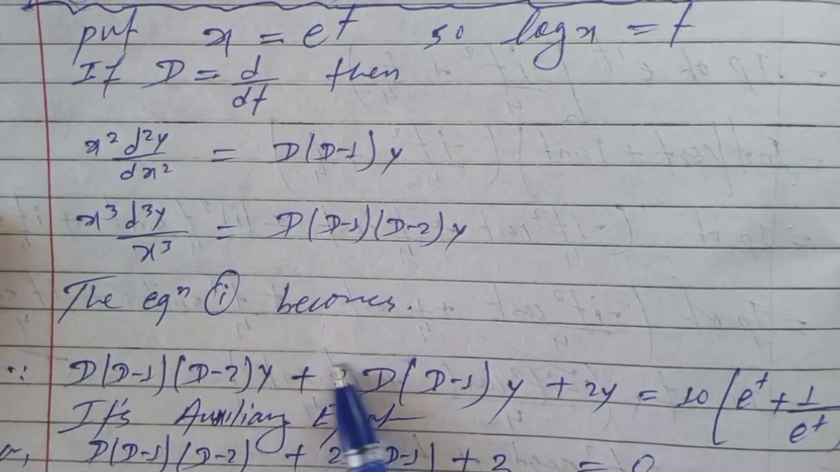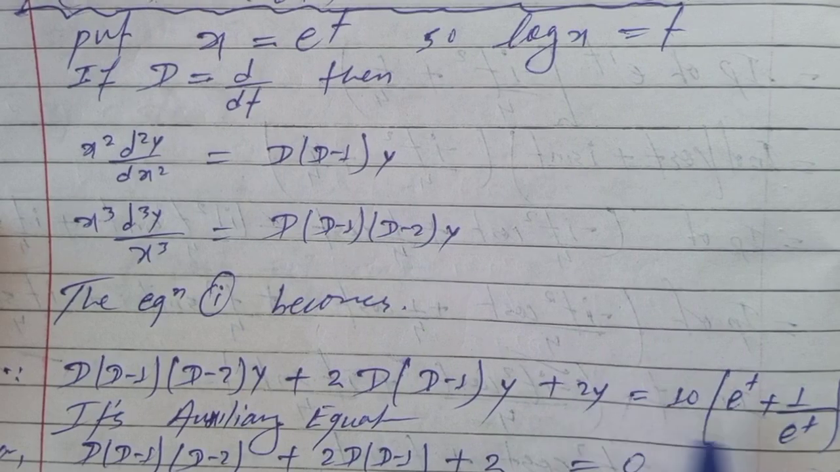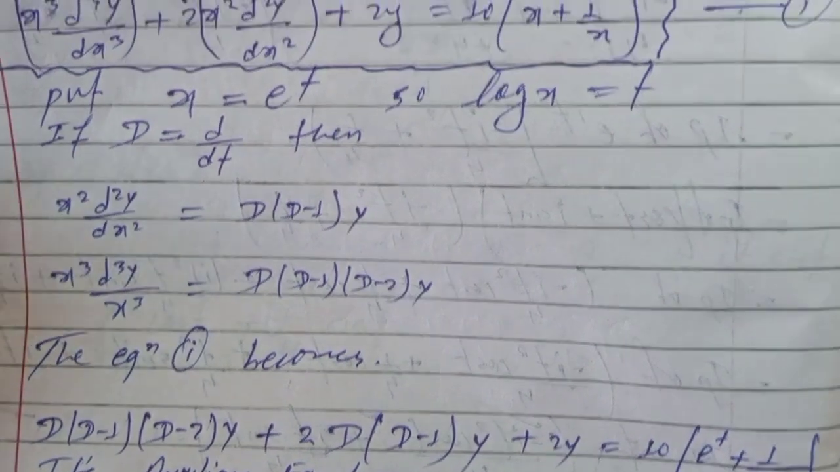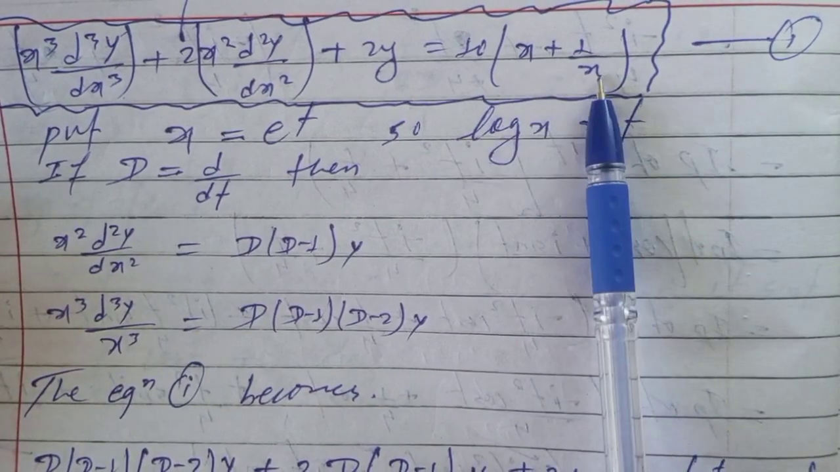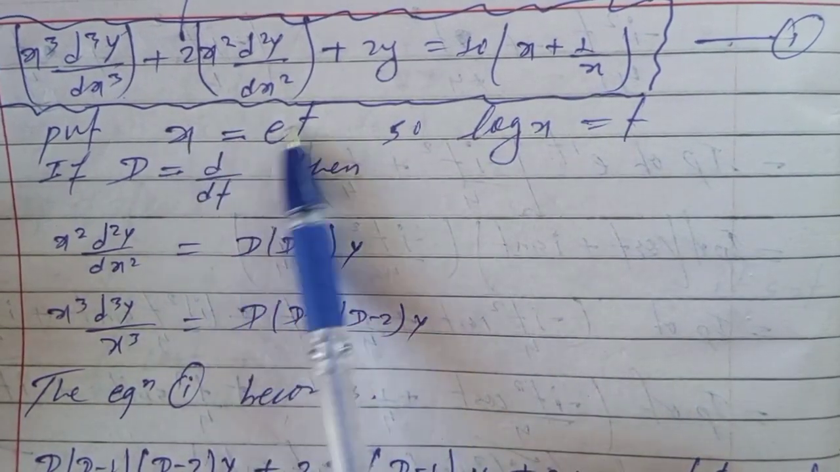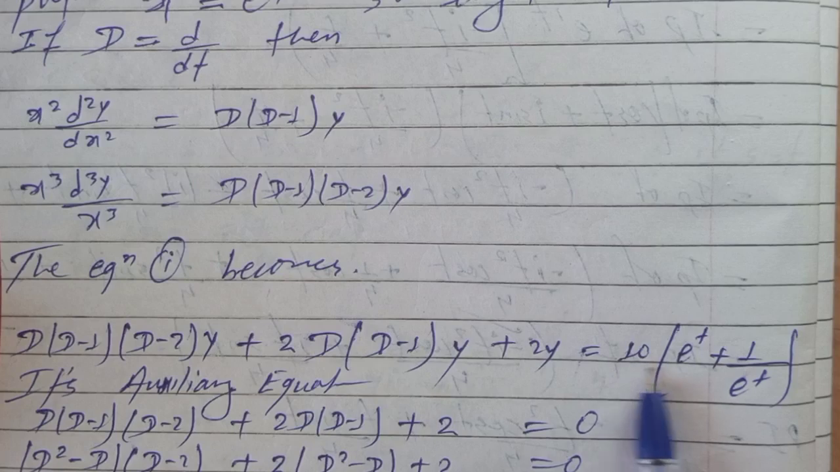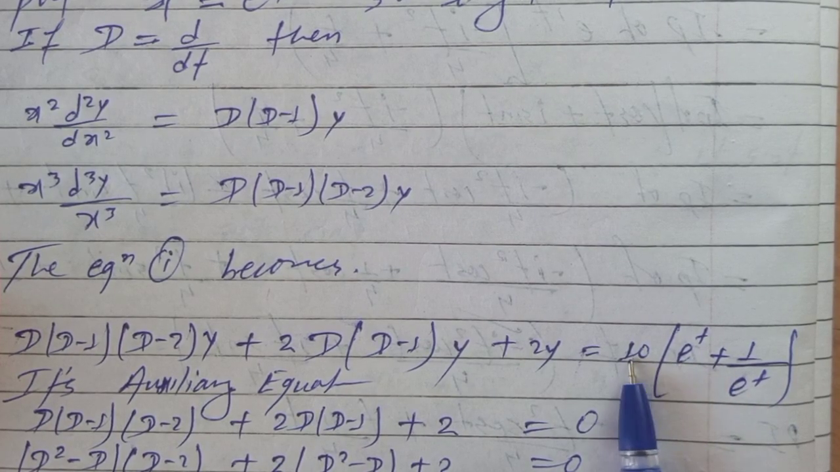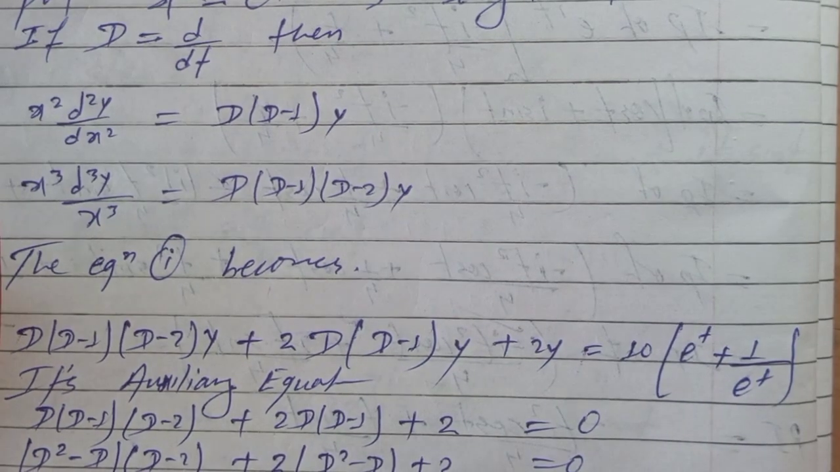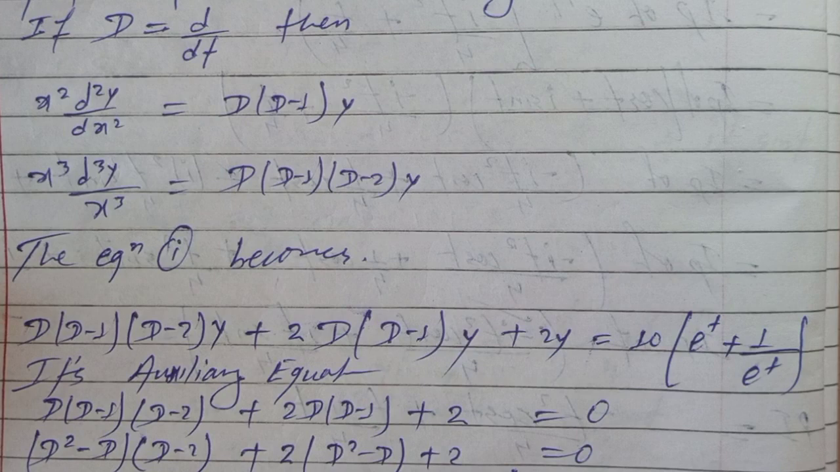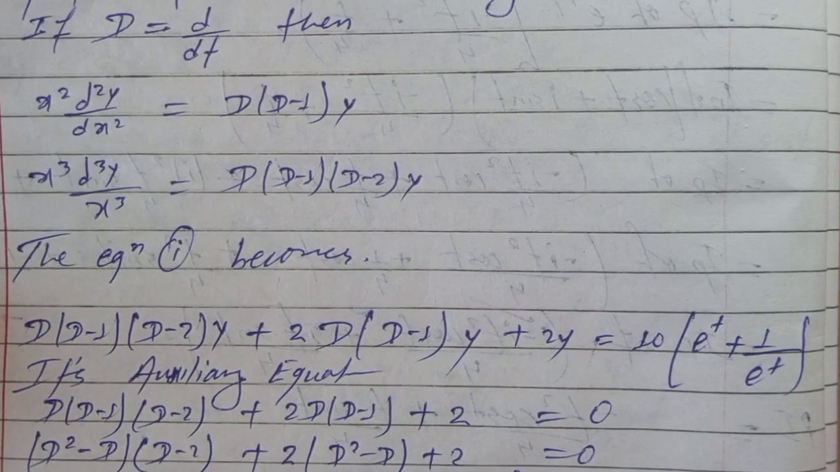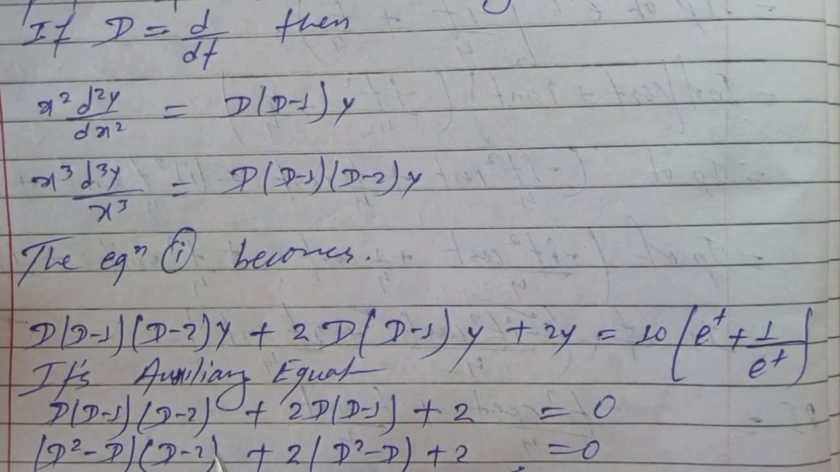This is our equation in the form of D, and look, this is our right-hand side which has been changed. There it was x, and we have replaced x with e to the power t. So our right-hand side becomes in terms of t and e: 10 into e to the power t plus 1 divided by e to the power t. Now we have to solve it as usual, the process which we have studied already.